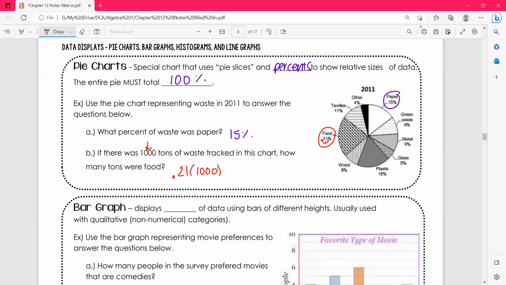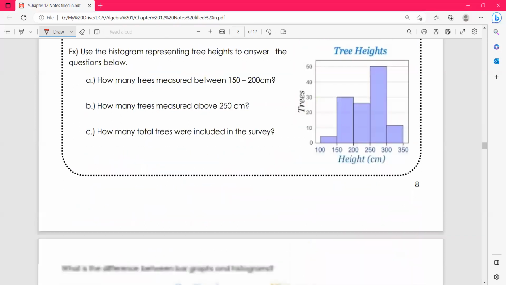Remember, of represents multiplication. Then I'm going to figure out what I get when I multiply those: 210 tons of the 1,000 tons of waste was food. So if it's asking you for something like that, where this is the total and you find the percent of this total, we need to turn it into a decimal and multiply. Let's check out another example of pie charts.